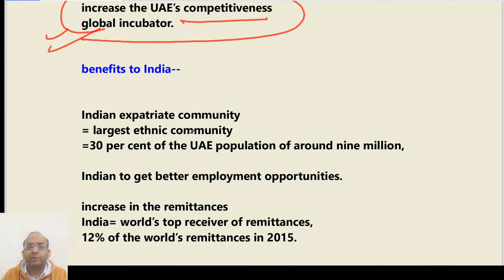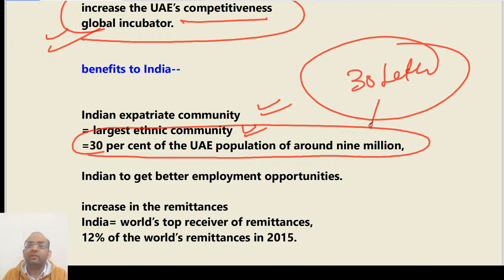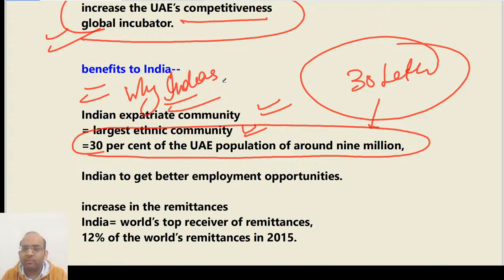So what would be the benefits to India? The Indian expatriate community is the largest ethnic community in the UAE. 30% of the UAE population, that is around 30 lakh people, are Indians. And why do Indians hold such a large number of visas in UAE? Because Indians are trusted.